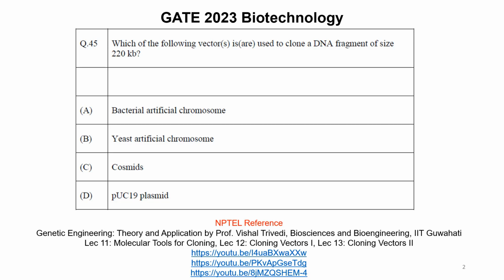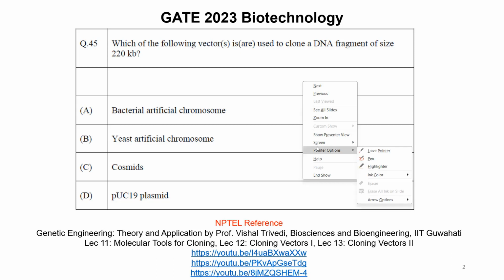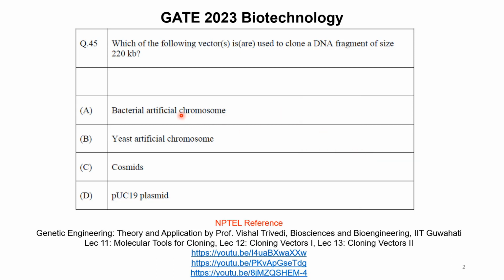Hello. So today we'll be talking about a question that came in the GATE 2023 Biotechnology paper. Which of the following vectors are used to clone a DNA fragment of size 220 kb? The options are A. Bacterial artificial chromosome, B. Yeast artificial chromosome, C. Cosmids, and D. pUC19 plasmid.